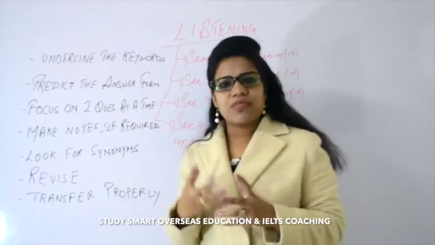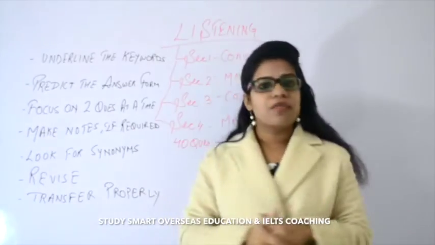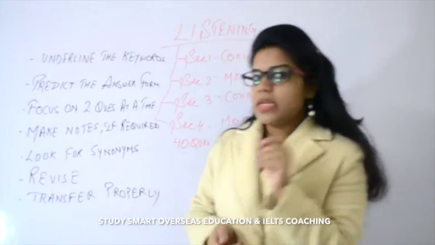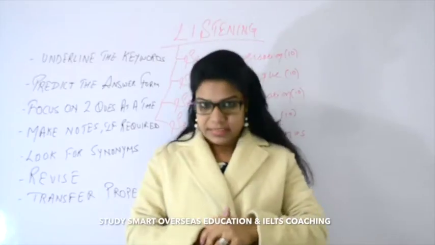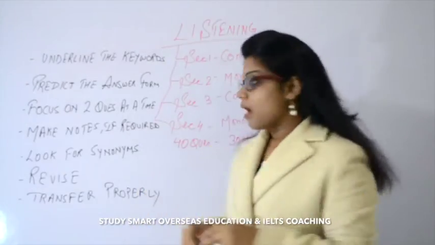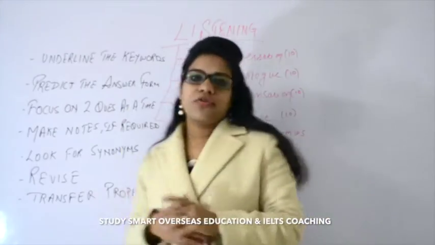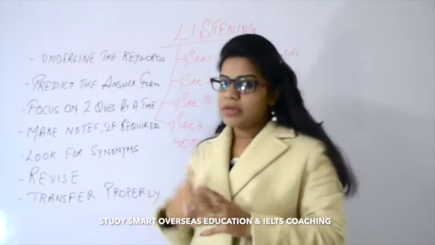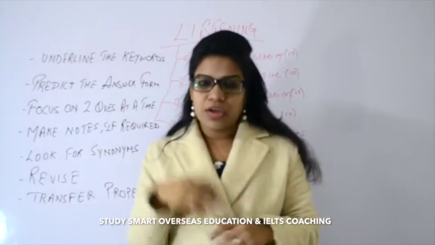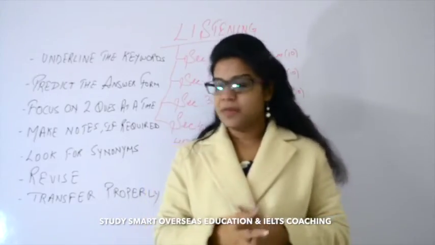Now, talking about some general tips to get good marks in the listening section of your IELTS exam. In order to get 7 bands, one needs to get at least 30 out of 40 correct. Sections 1 and 2 are comparatively easier and sections 3 and 4 are a bit tough. So in order to accomplish the task, one needs to underline the keywords beforehand. You get some time to go through the questions, so I'd always underline the keywords.